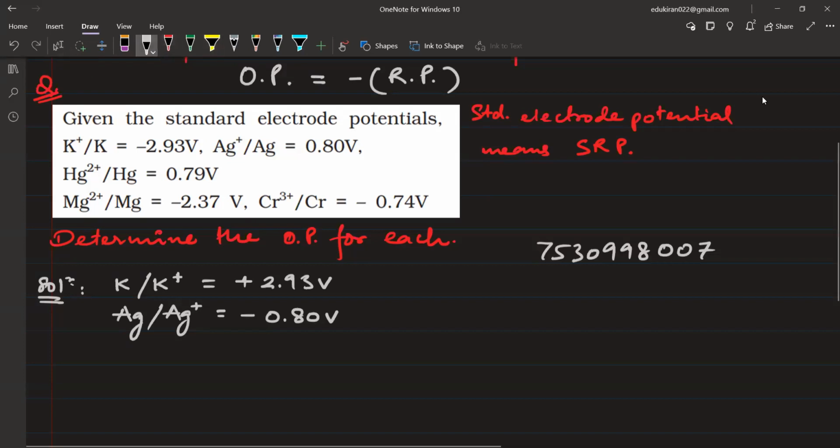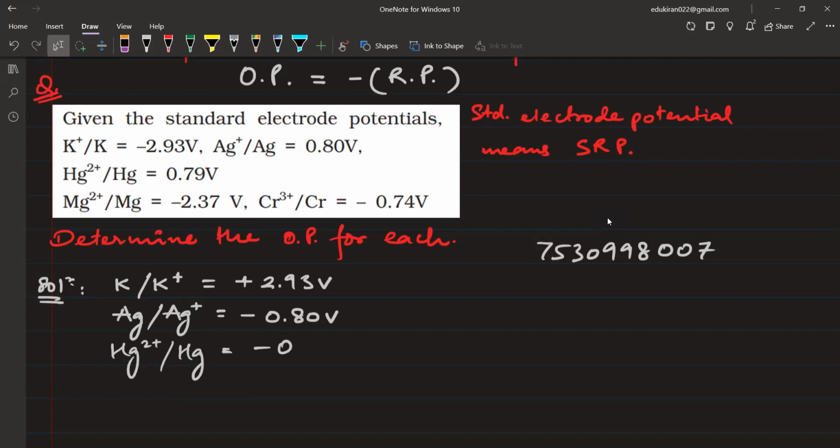Please see, guys. For the next one, Hg2 positive. Actually, I was asking on WhatsApp because I want to see this couple also, what you are writing. If you made a mistake in this, then it would have been of no use. If someone wrote Hg2 plus Hg, and if they are then writing minus 0.79 volts, then it is going to be wrong. Please understand that also. That you have to write oxidation. Hg to Hg2 positive. This will be minus 0.79 volts.